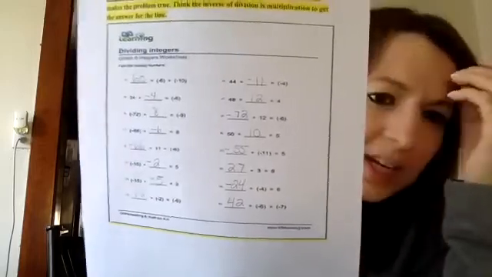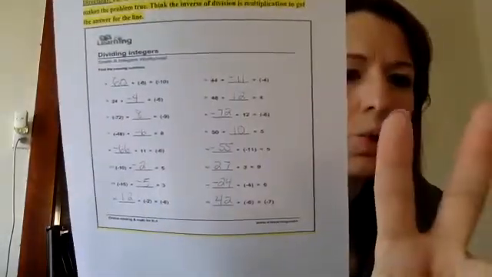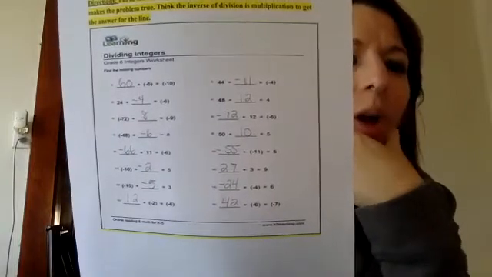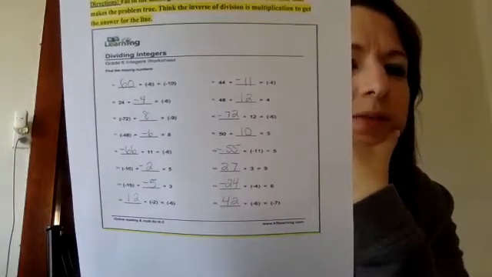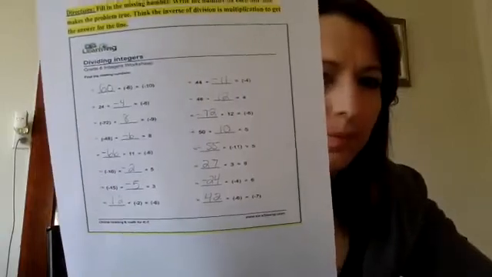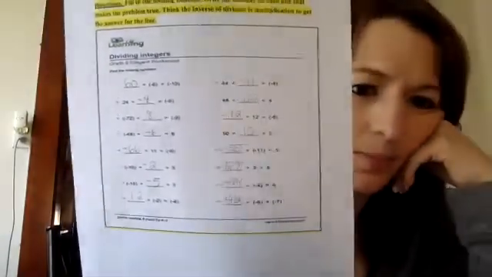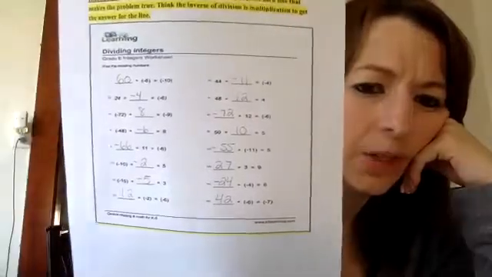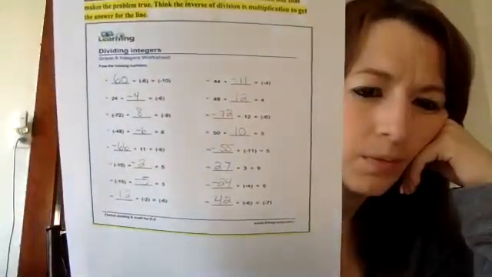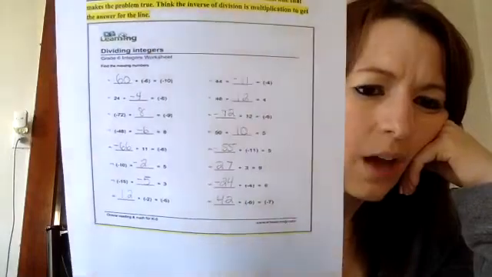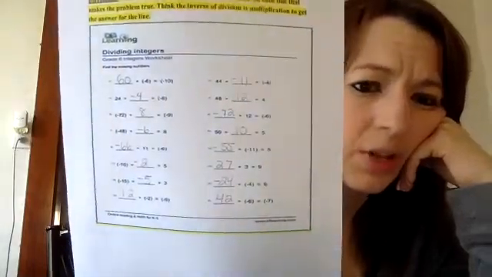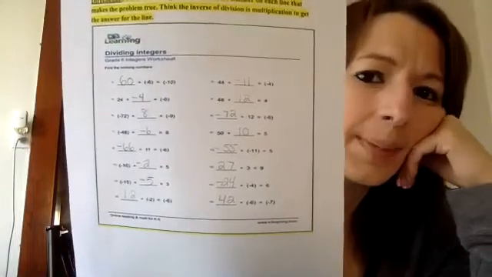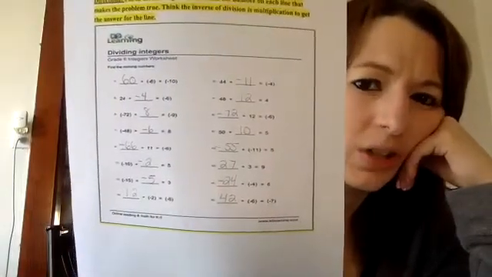So I just want to recap as you write this because there's going to be 2 questions on your assessment today that deal with integers. When you have a negative times a negative, you're going to get a positive. When you have a positive times a positive, you're going to get a positive. When you have a negative times a positive, you're going to get a negative answer. And when you have a positive times a negative, you're going to get a negative answer.